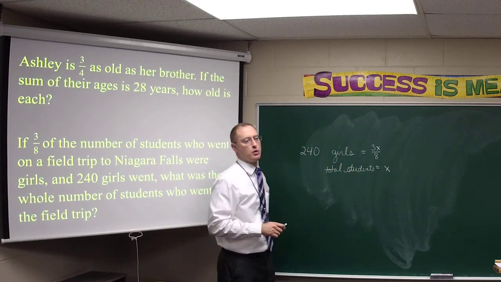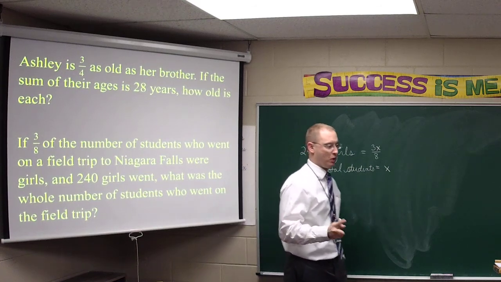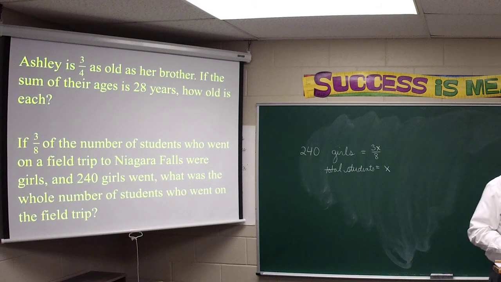Write the statement in your notes. If you have one unknown represented two different ways, set the two ways equal to each other. We're going to see this several times throughout the year where one unknown is represented multiple ways, and well, what's my equation? It's the two ways set equal to each other.